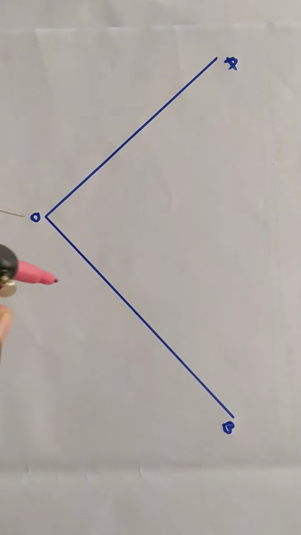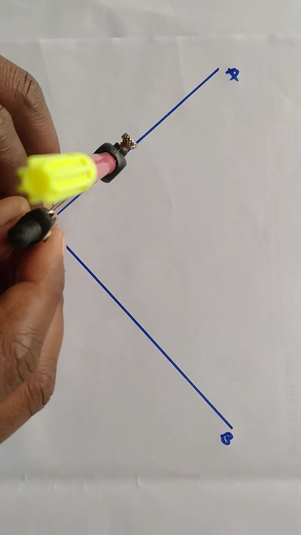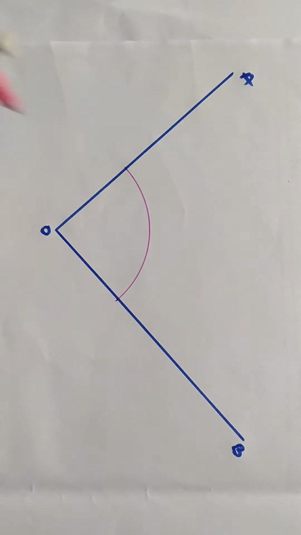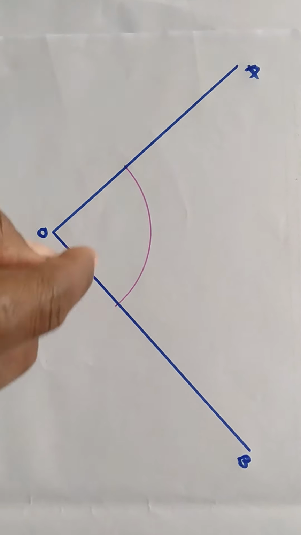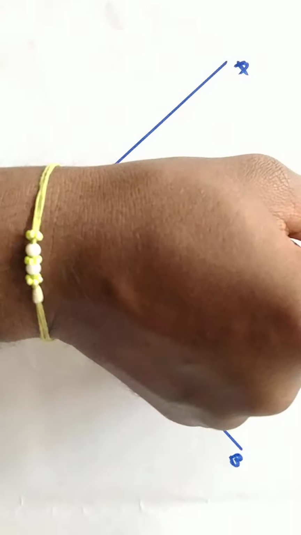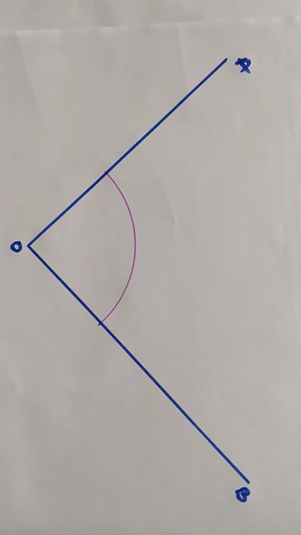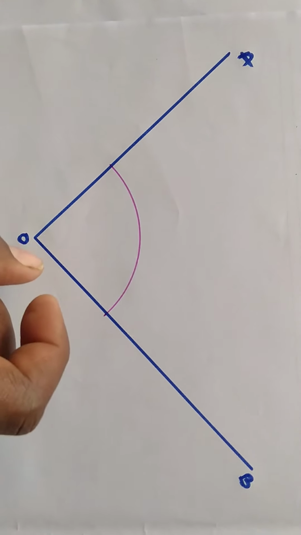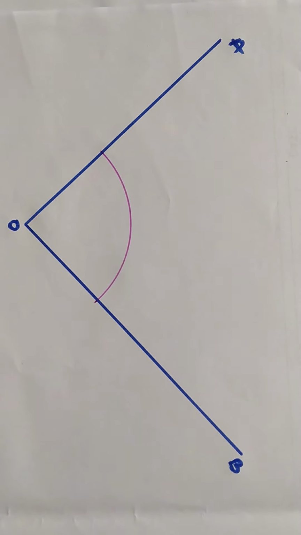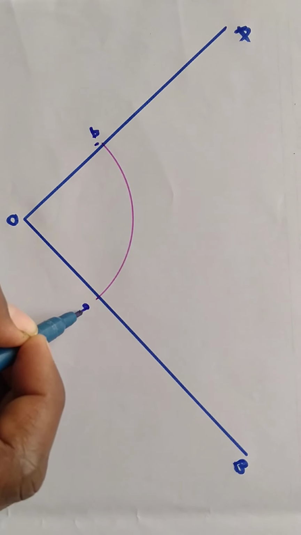Next, with the help of a compass, from O as center draw an arc with some radius. This is your radius. You don't know these angles, but you have to bisect this angle. Bisect means you have to divide into 2 equal parts. Draw with the help of your compass an arc with any radius. Let this point be A1 and this point A2.